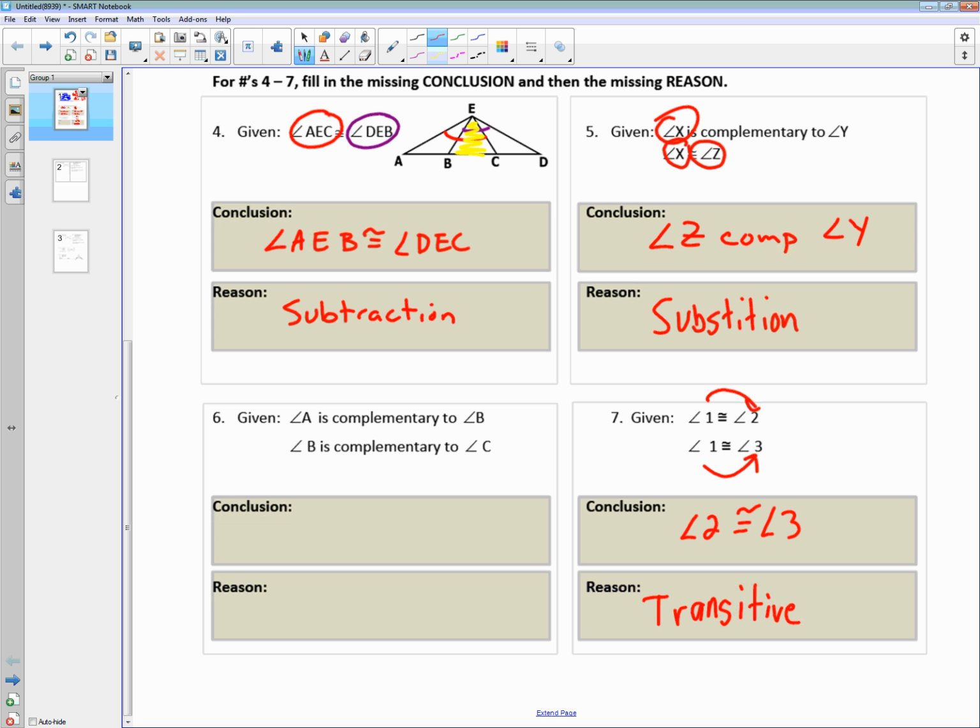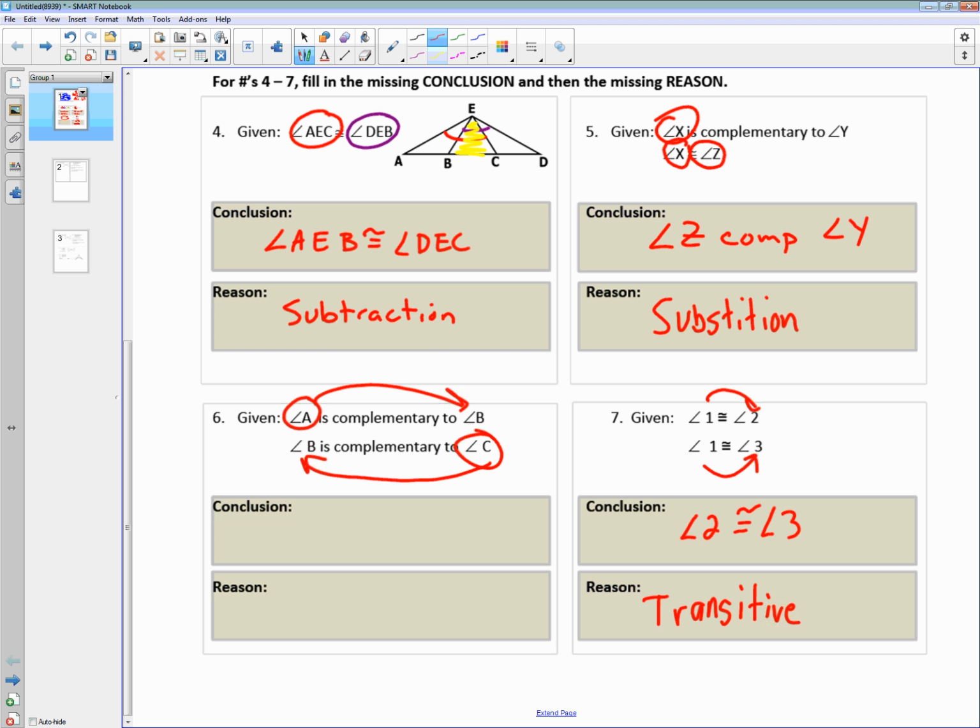As far as number 6 goes, if A is complementary to B and B is complementary to C, I see the common thread here is B. Both of these angles are complementary to B. So my two options here is either A is complementary to C or A is congruent to C.